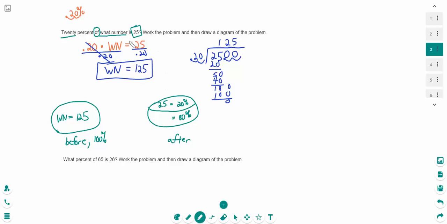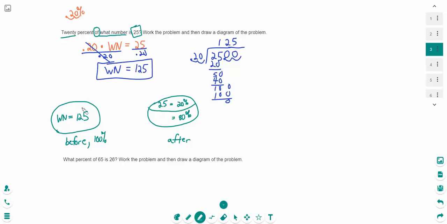is 20%. Remember, that's what this whole problem is saying. 20% of what number is 25? So we're saying 20% of this number is 25. So 20% equals 25.